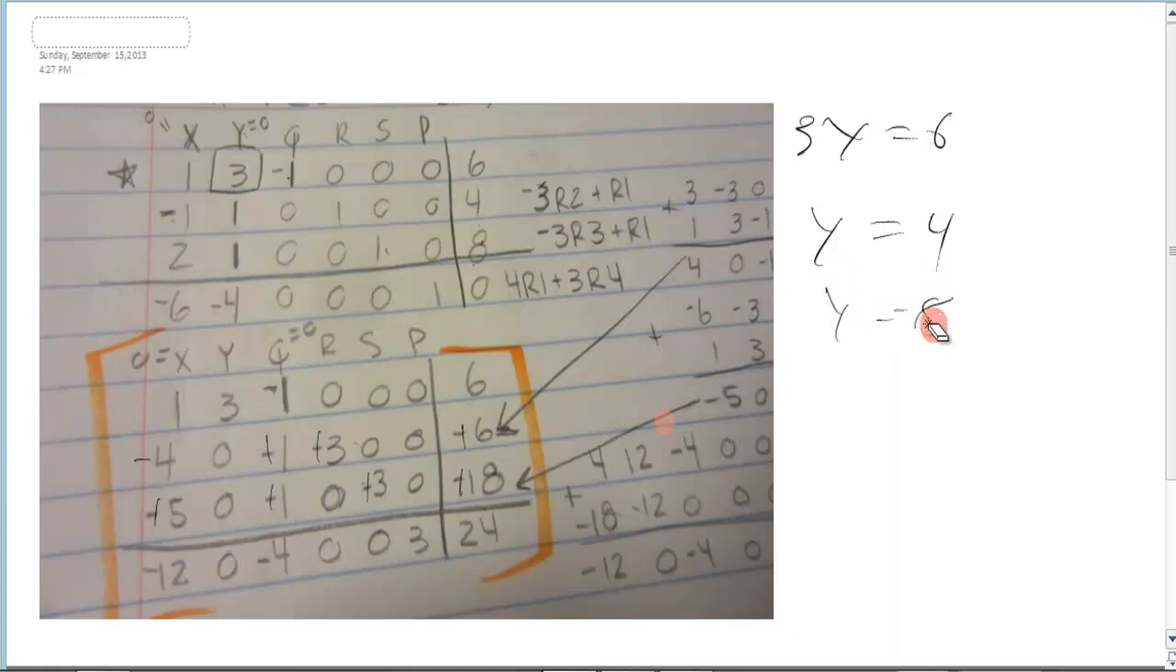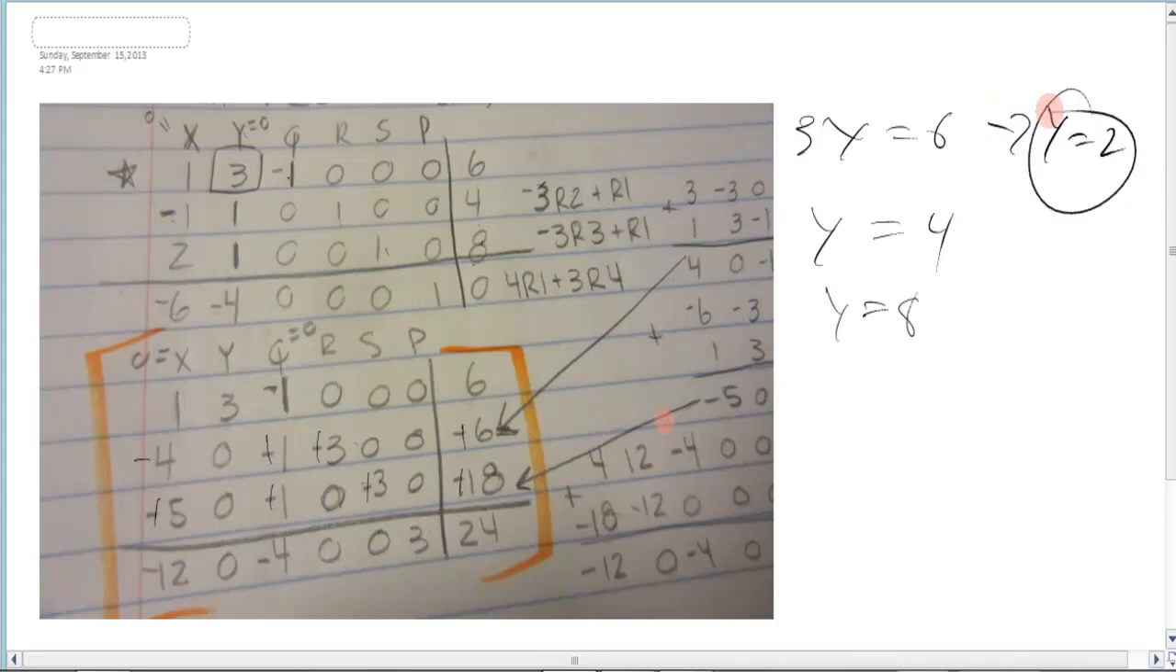Y equals 8. So therefore, the second row gives you a y-intercept of 4. The third row gives you a y-intercept of 8. And the first row, when we divide that through, gives us a y-intercept of 2. So there's our winner. All right. Let me know if that helps.